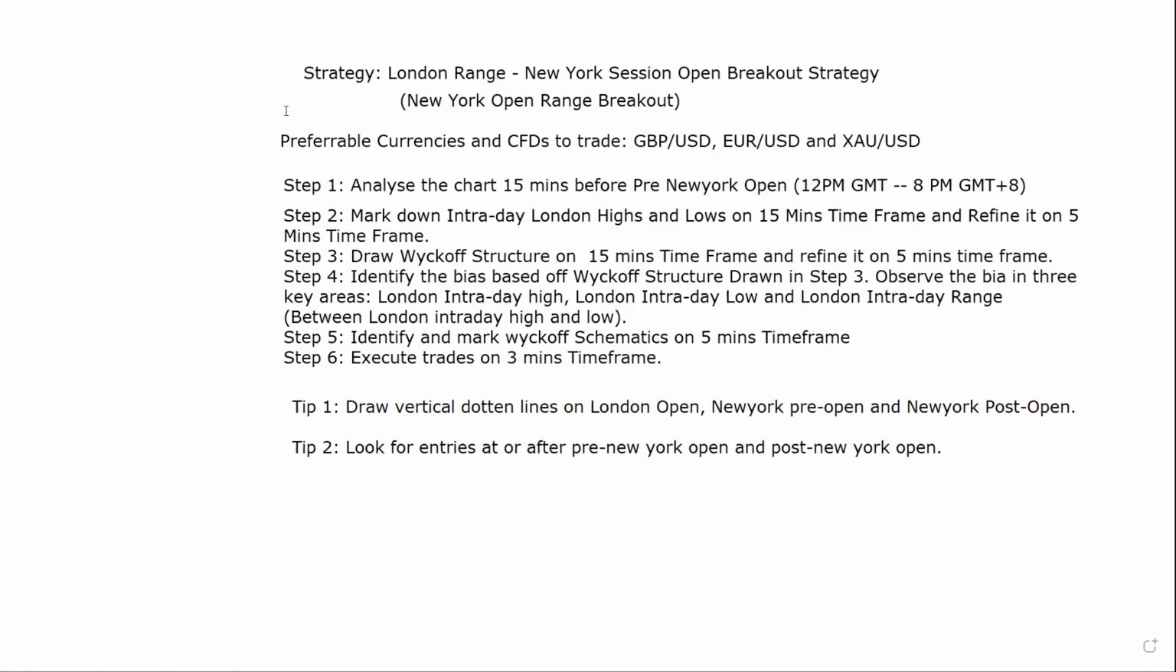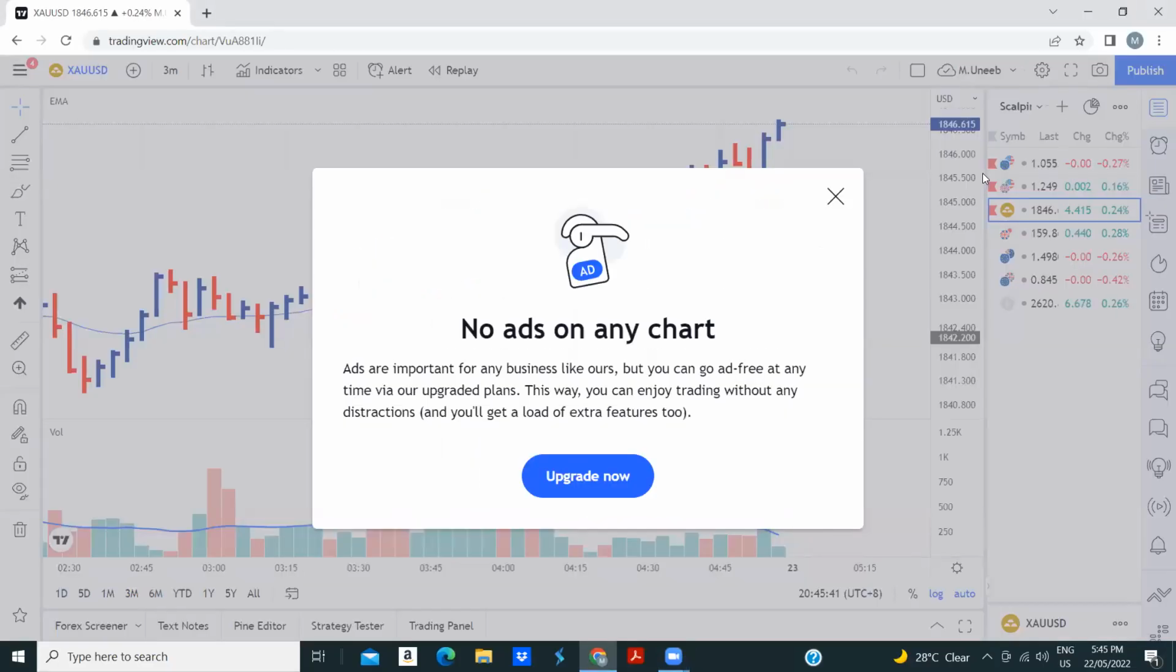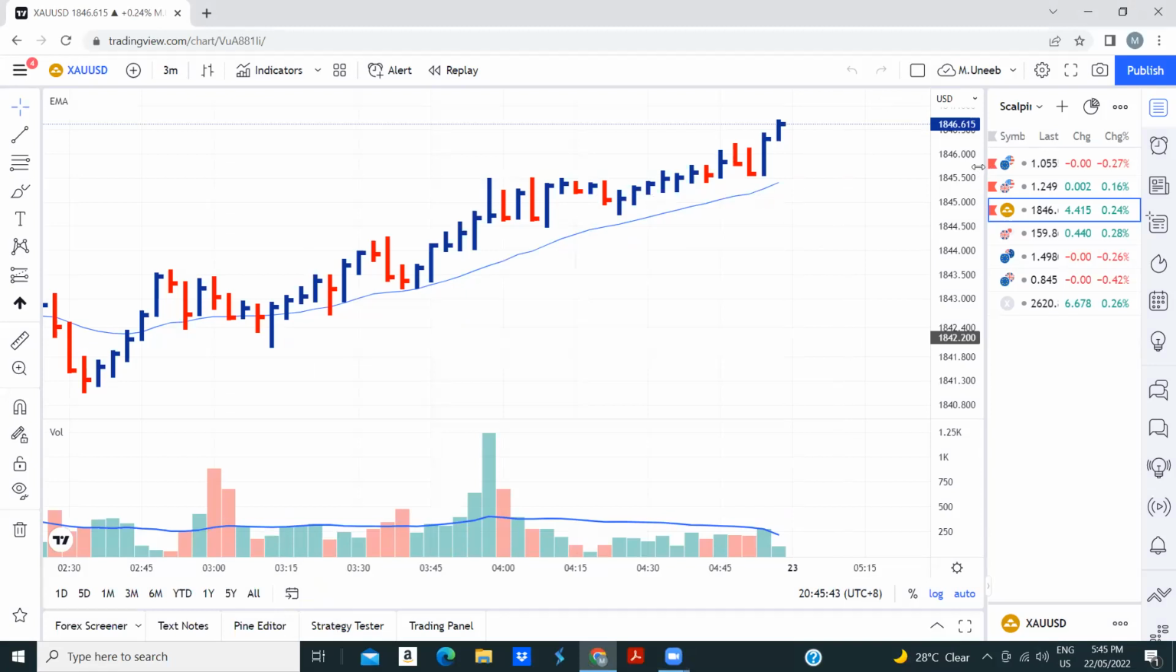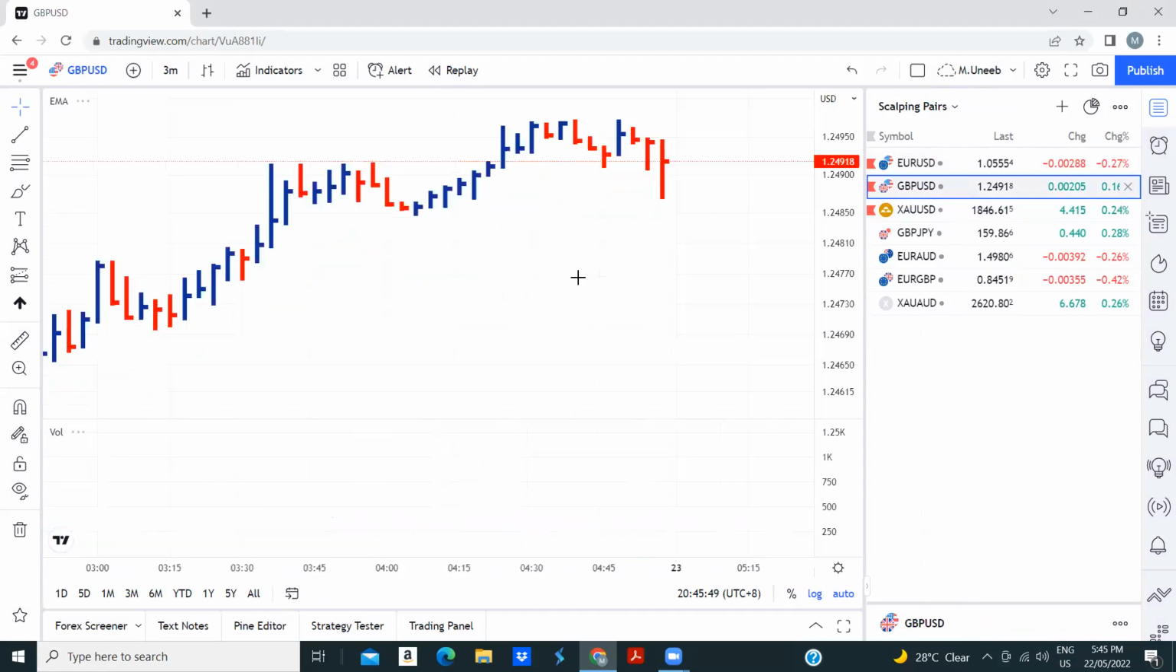Okay. So this is the rough guide on how to trade, right? So we're going to start now. The first thing is to analyze the 15-minute charts. So let's go here on screen and let's switch. Which asset do you prefer here? Should I go for EUR/USD, GBP/USD, or XAU/USD? Let's go for GBP/USD.